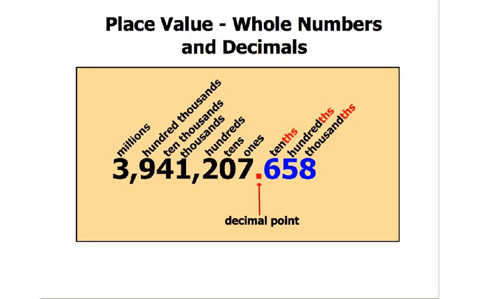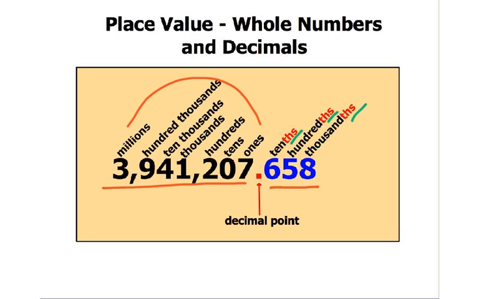You can see here that in the black are all of our whole numbers, and we go from ones all the way to millions. And then in the blue are all of our decimal numbers. All the decimals are always ending in THS, like tenths, hundredths, and thousandths.